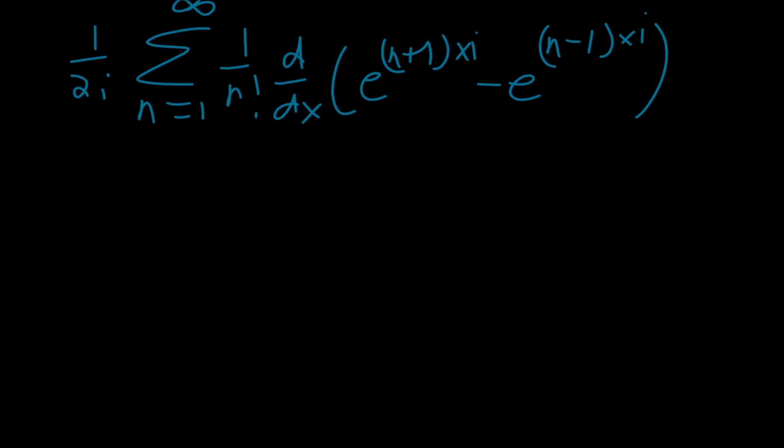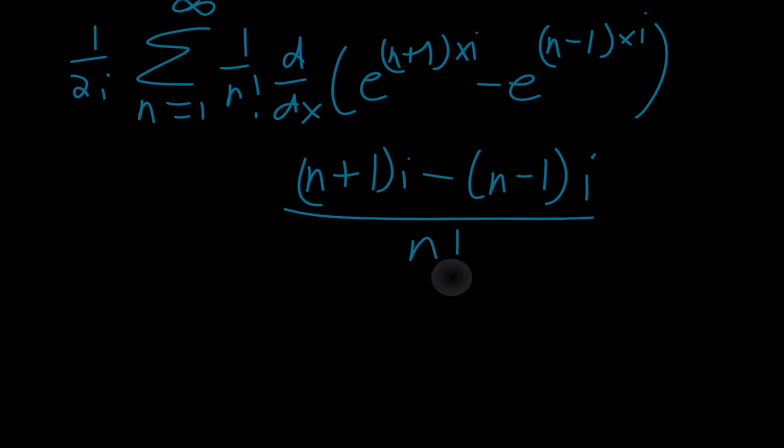But anyway, take the derivative of all this, we find that this is just (n+1) times i, minus (n-1) times i. And the reason we can drop the e terms is because this is the limit as x goes to 0 after all this. So the e terms are just e to the 0, and e to the 0 is just 1, which is awesome. So now we're going to divide by n factorial. And we have our 1 over 2i out front, and our sum from n equals 1 to infinity.